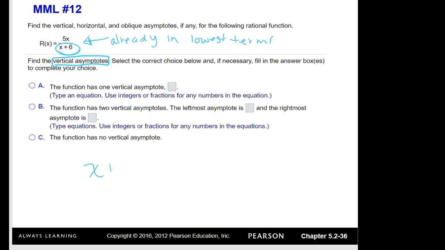So I'm just going to take the x plus 6, set it equal to 0. You'd subtract 6 on both sides. So x is negative 6. It has one vertical asymptote at x equals negative 6. You only use the not equal to when you're identifying the domain. They want to know exactly where this dotted line is. It will be at x equals negative 6.